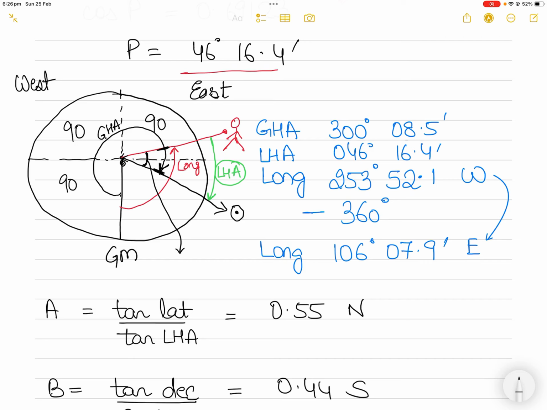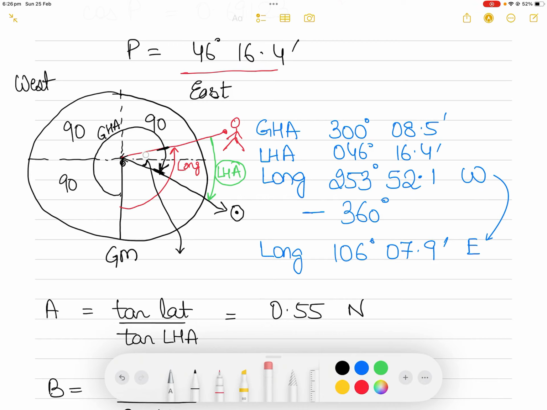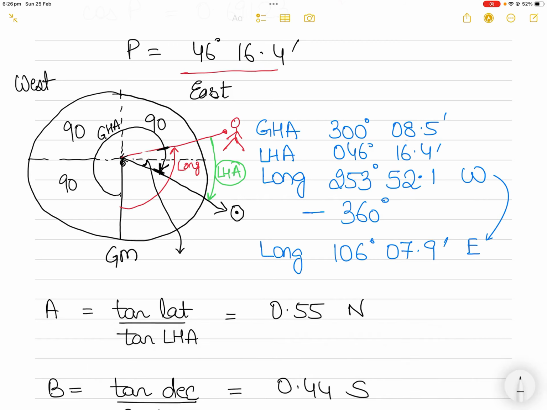About 30 odd degrees. Not this portion, sorry guys, this portion, only this much. So this will be somewhere around 30 odd degrees, right? 30 degrees 8.5. And if you think about it, your longitude was 106 degrees 14 minutes. So this quadrant is 90. That means this angle here will be about 16 degrees, right? So 30 plus 16 is 46 degrees. So you know your LHA should be close to 46 degrees.